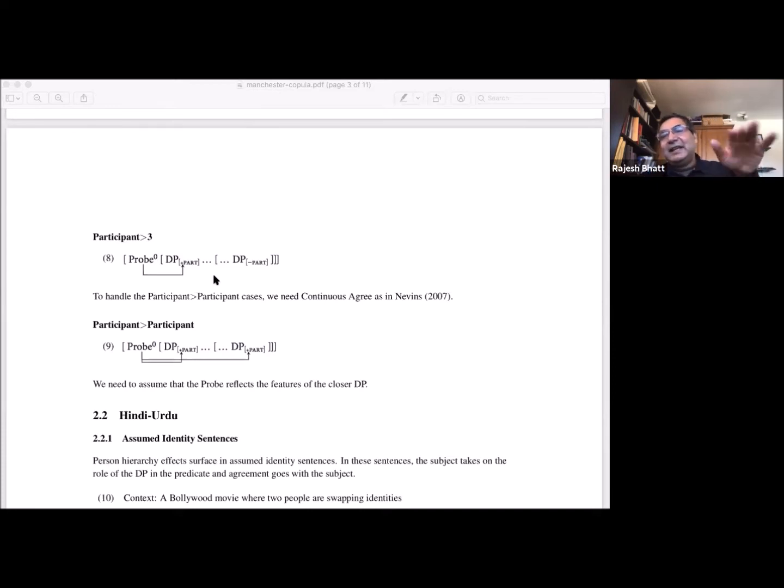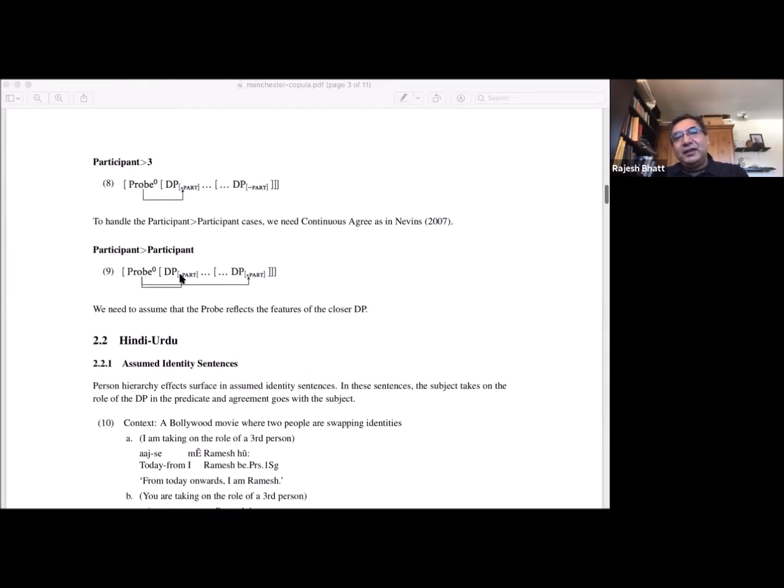This is kind of like the idea in the Greek example, where 2 over 3 was okay. The idea there is that a third person direct object somehow can escape the calculus of licensing. So in this case, the lower third person is okay. 9 is a little bit more mysterious because here there are two participants, but it's still good. Here, people who have set up theories of this sort have talked about something called continuous agree, as defined by Andrew Nevins, where the idea is that as long as you don't get a lower level feature, you can continue licensing.